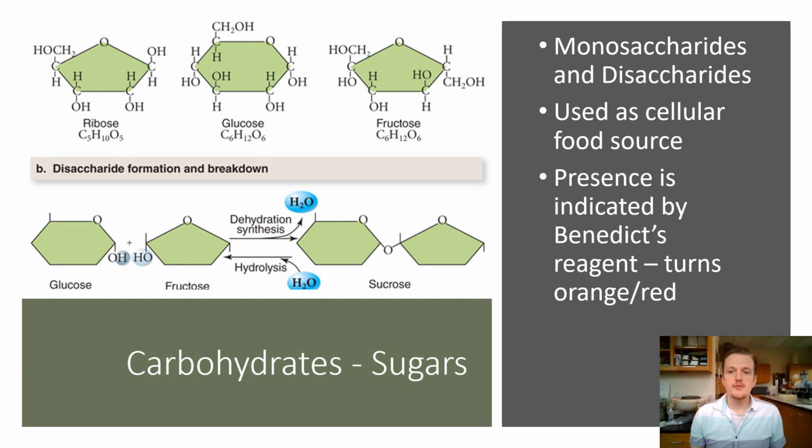These basic sugars, either monosaccharides or disaccharides, are going to be used as cellular food sources, and they're very quick food sources. They're easy to break down because it's just a couple of molecules. When you have them present in food and you use Benedict's reagent to test for them, it'll turn bright orange or red. So just keep in mind that when you're using Benedict's, the presence of sugar, the basic building block, is indicated when it turns red.